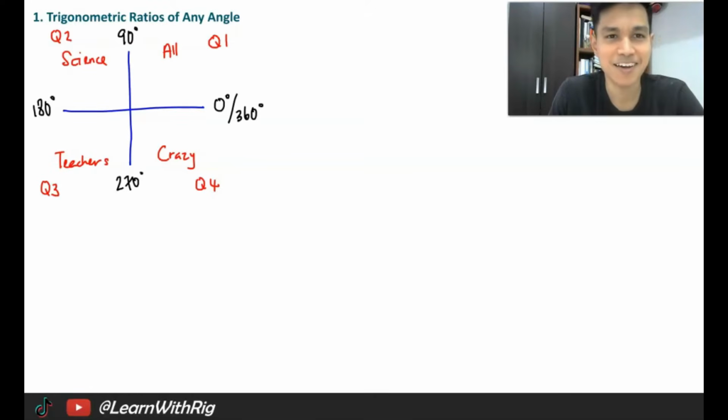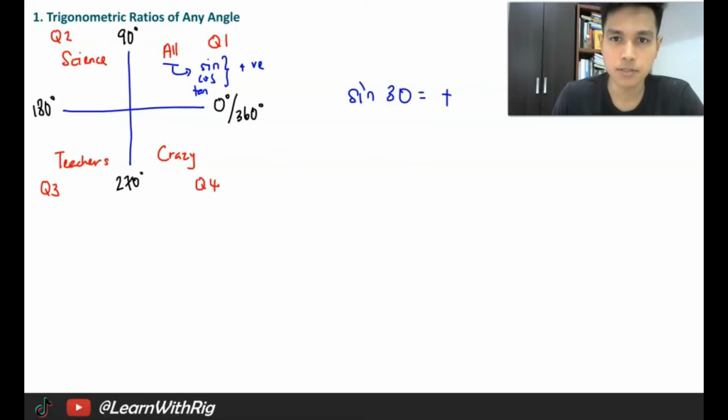Anyway, coming back to this, what does All Science Teachers Crazy stand for? All means all the signs, so that means sine, cos, and tangent. All 3 will give you a positive value. That means if I tell you sine 30, you will get a positive value. Why? Because 30 is an acute angle, within the 90 degrees, so it's quadrant 1. So in quadrant 1, all the Trigo, sine, cos, tangent, will give you a positive value.